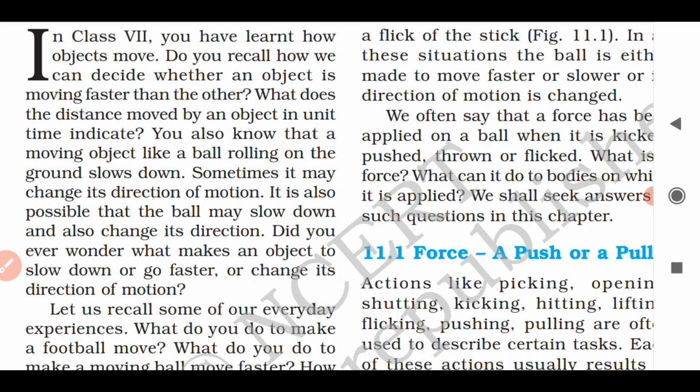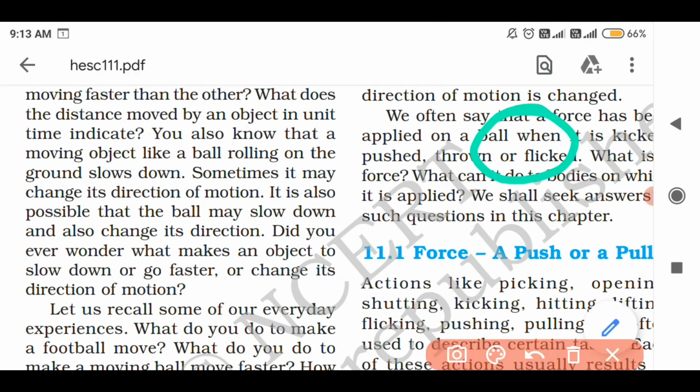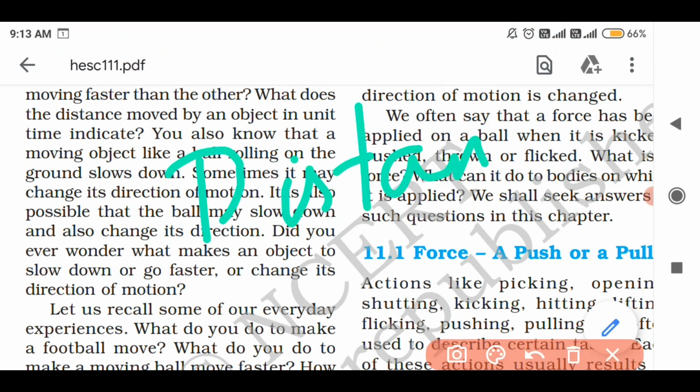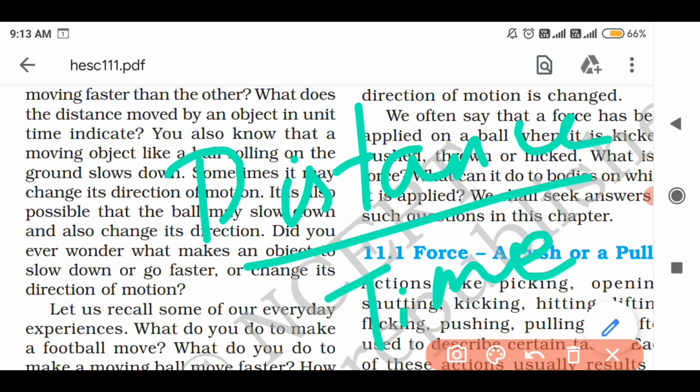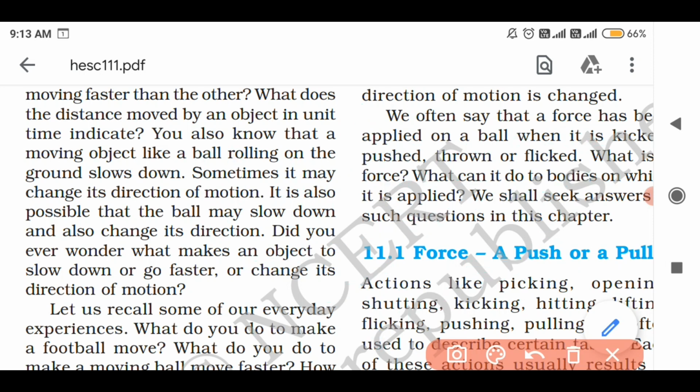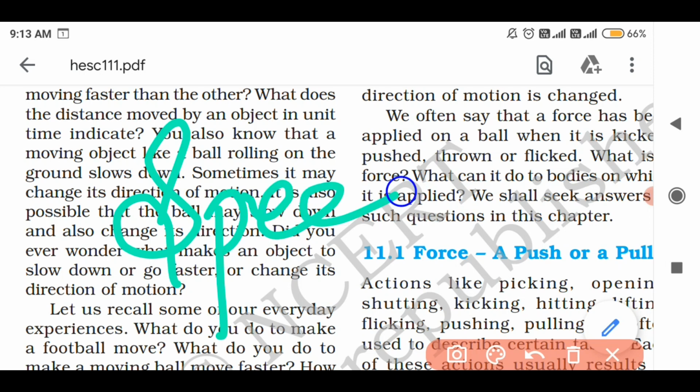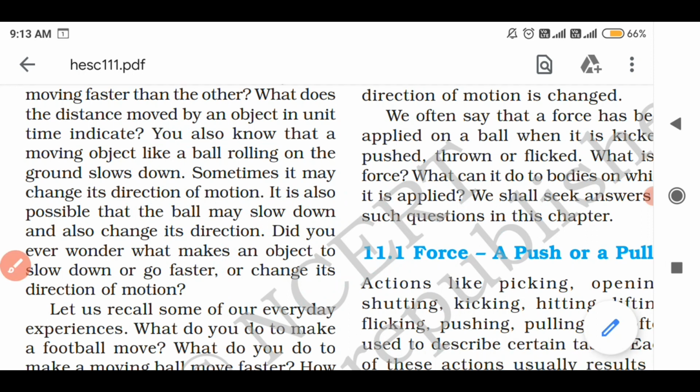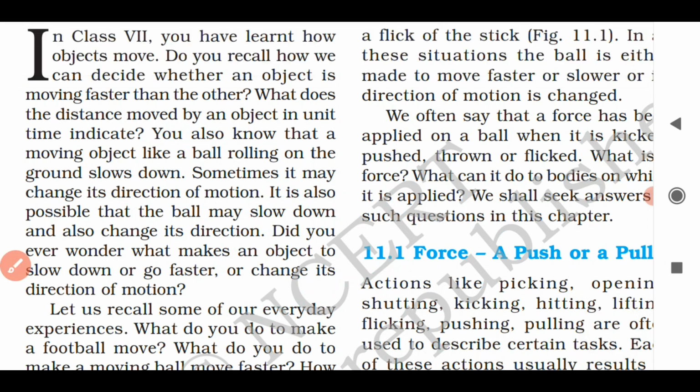Do you recall how we can decide whether an object is moving faster than the other? What does the distance moved by an object in unit time indicate? What is distance by time? Distance by time is known as what? Speed. Remember, the formula of speed is speed is equal to distance by time. So the distance moved by an object in unit time indicates speed.